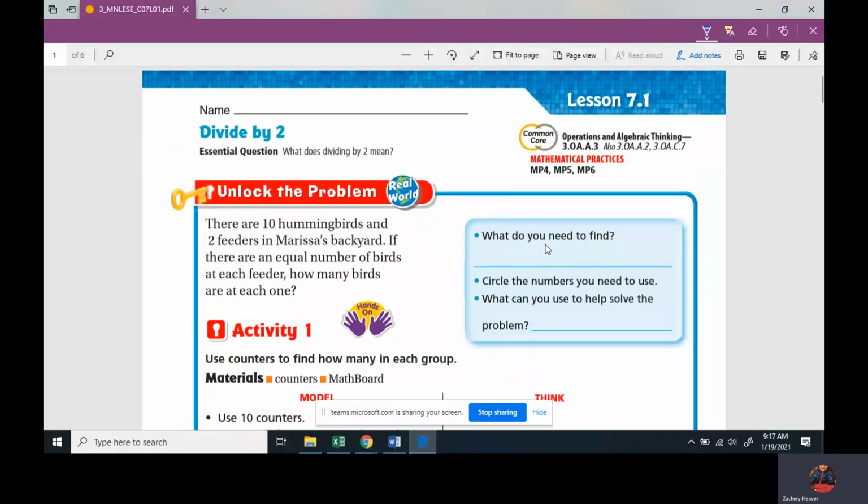All right. So we're on 7.1 and it's dividing by 2. If you know anything at all about division, this one's going to be super easy. To divide by 2, all you have to do is skip count 2, but use your fingers.